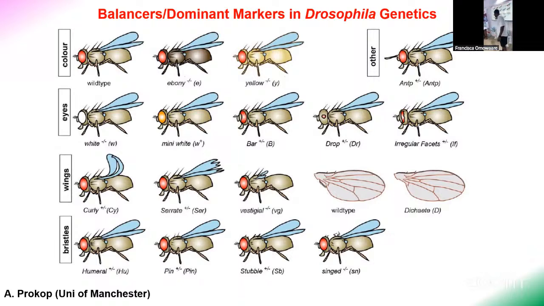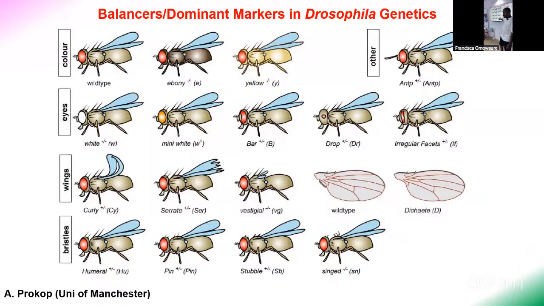And then for the bristles, we've got emerald. We use that a lot. Is that okay? And even DRTC, I've got that, and I think you see that as well. I've never used pin. By the way, Humeral is a marker, but the balancer is called TM6B. So there is a balancer called TM6B that's got the Humeral marker, and that's what we use in experiments. Also, serrate is often tagged with a balancer called TM3. So TM3 serrate. That's what we use.